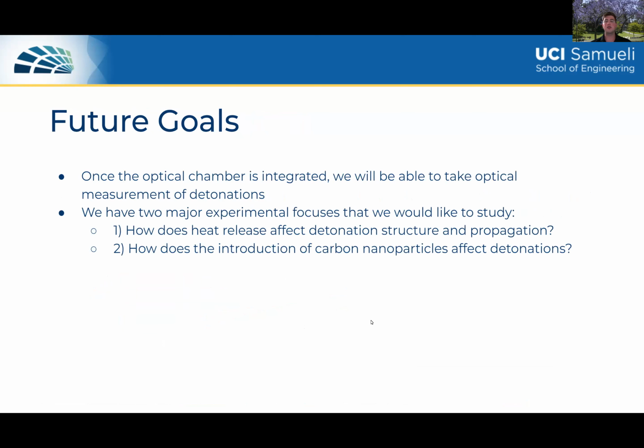We have constructed this chamber, and we have successfully been able to achieve a detonation. So what's next? Obviously, we're going to integrate this optical chamber, and we'll be able to take our Schlieren imaging. But two of the main questions that we want to ask are, one, how does heat release affect the detonation structure and what's called the detonation limit, which is basically the range of conditions in which this detonation will propagate. And two, how will introducing carbon nanoparticles affect detonations? Hopefully going forward, we'll be able to experiment and answer these two questions.